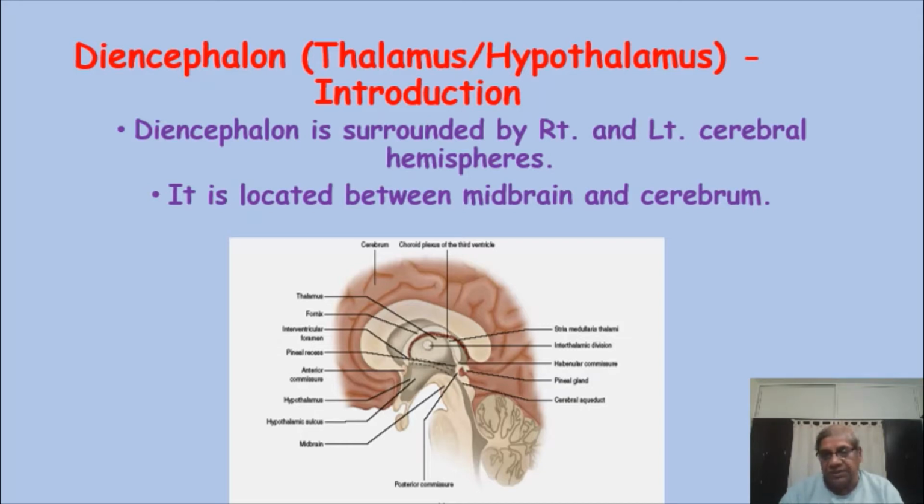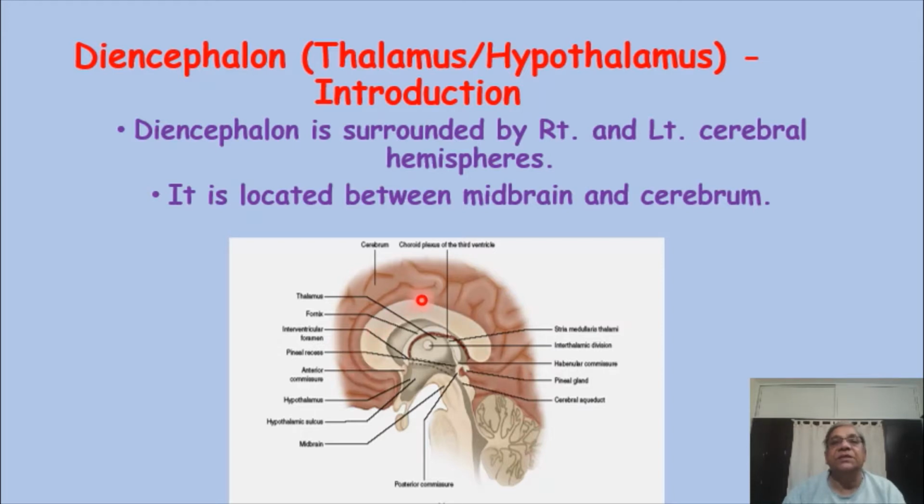And these thalamus and hypothalamus are located between the two cerebral hemispheres. That means they are surrounded by the right and left cerebral hemispheres, and located between the midbrain and cerebrum. Let us see here. This part is the midbrain, this is the pons, and this is the cerebellum. It is located between the midbrain below and the cerebral hemisphere above. So this is the cerebral hemisphere.